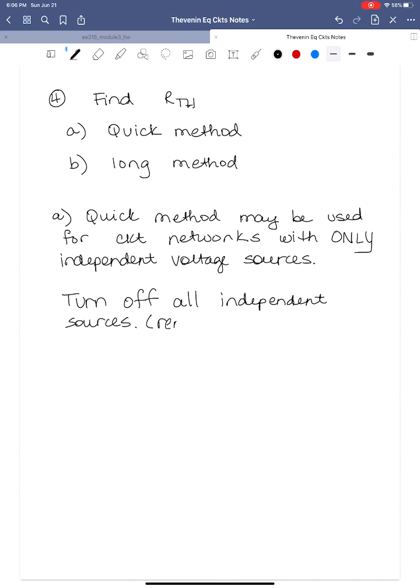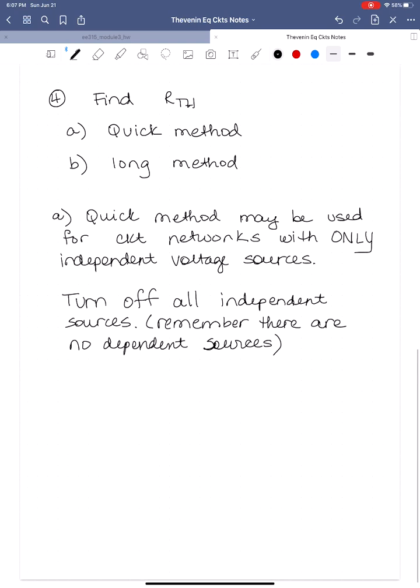Remember, there are no dependent sources. Okay, and why do we do this? Because we don't know how to turn off dependent sources. So that comes from those examples that we worked on superposition, on the example part of the module. So we can't turn off dependent sources. So for the quick method, we have to have only independent sources, and we're going to turn them all off. And so what we're going to be left with is only the resistors.